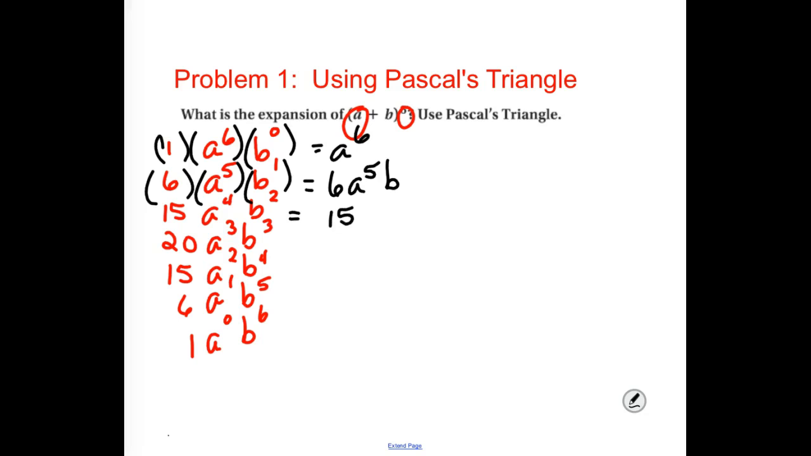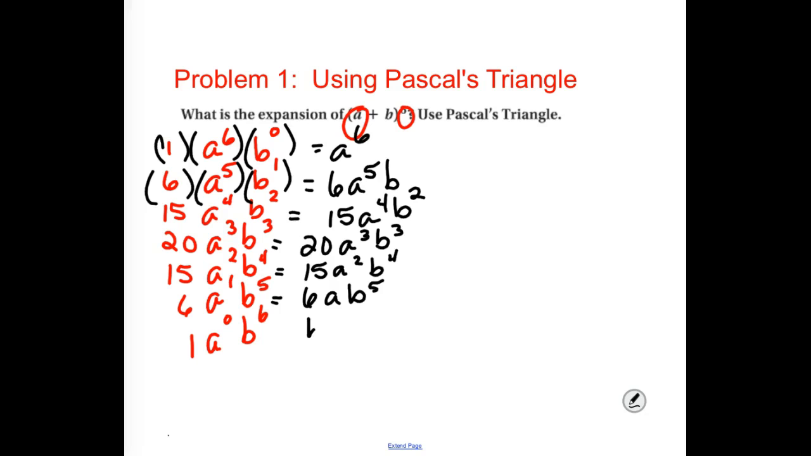15. B squared. Okay, next one, somebody else? 20. Okay, a cubed, b cubed. Next row? b to the 4th. And next row? 6a b to the 5th. And last row? It ends up being just b to the 6th, right? Because a to the 0 is 1. 1 times b to the 6th.